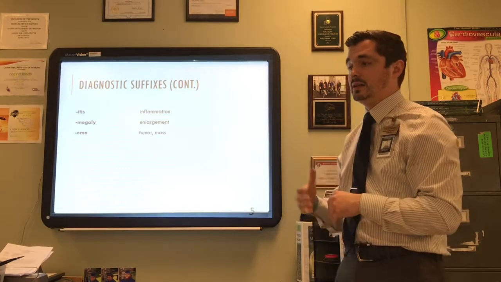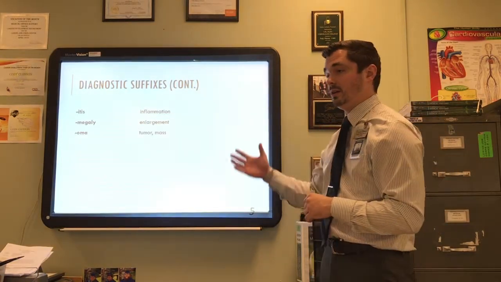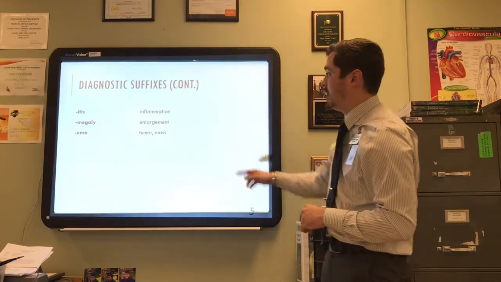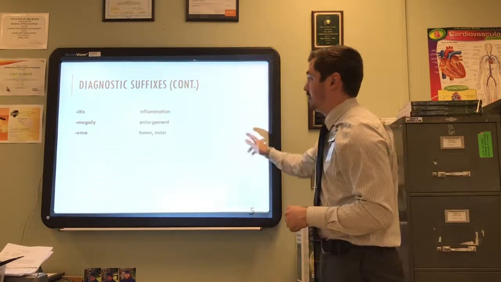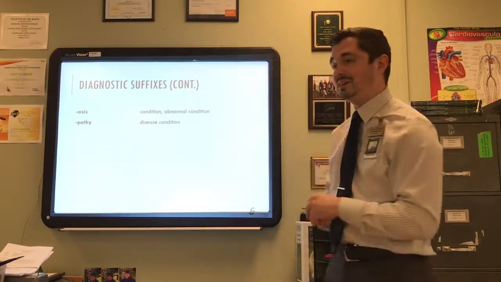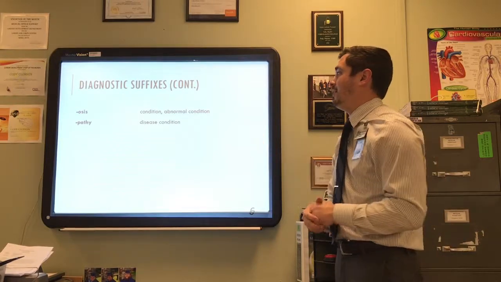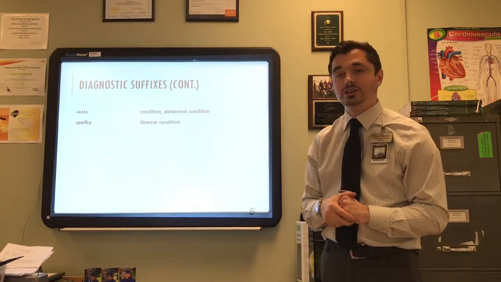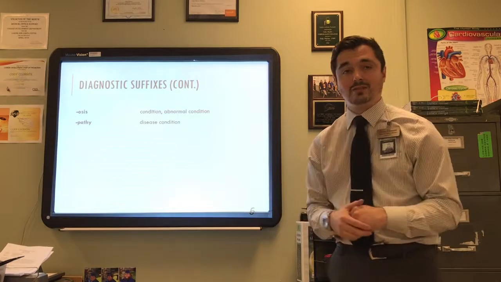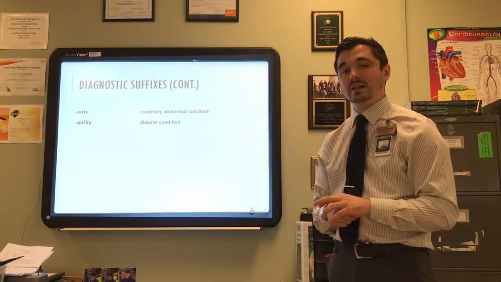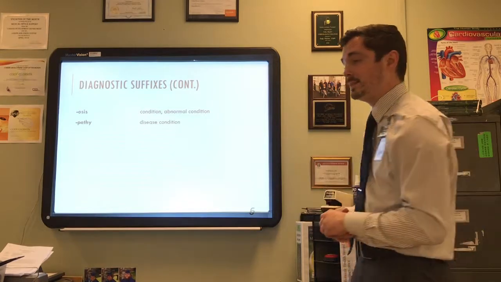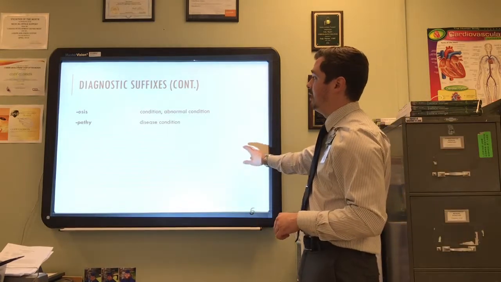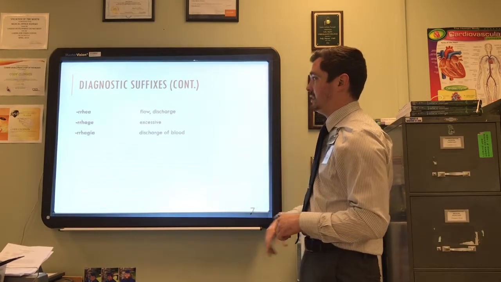Megaly is an enlargement of a gland. Oma is a tumor or a mass, like a neuroma would be a tumor of the nerves. A carcinoma would be a cancerous tumor, those types of things. We have osis, which is an abnormal condition, or a condition of. An example of this could be like nephrosis, which would be an abnormal condition of the kidneys. And then pathy, which means disease condition.